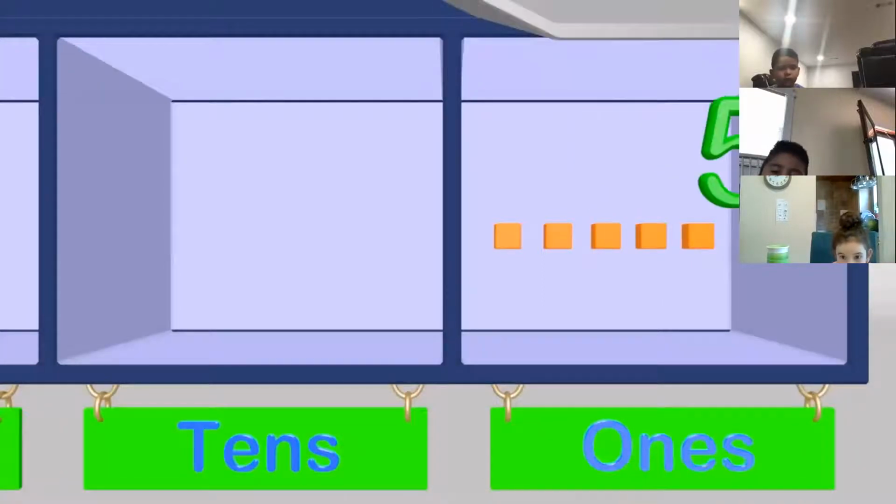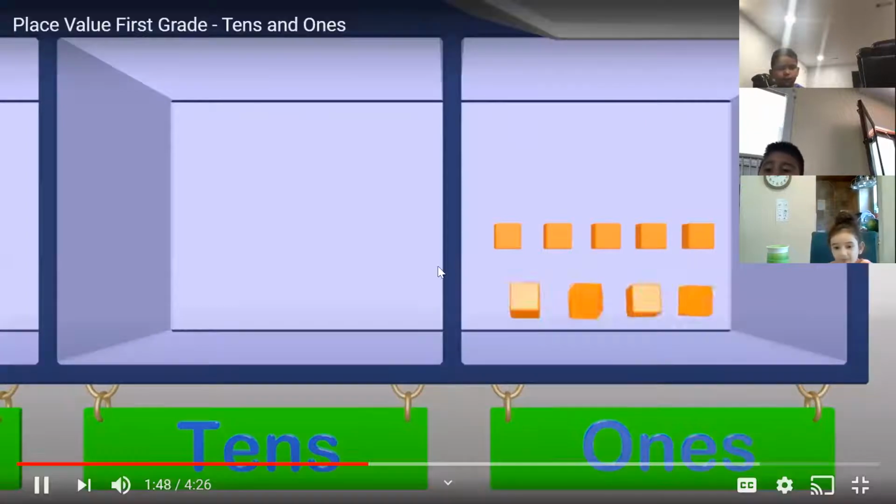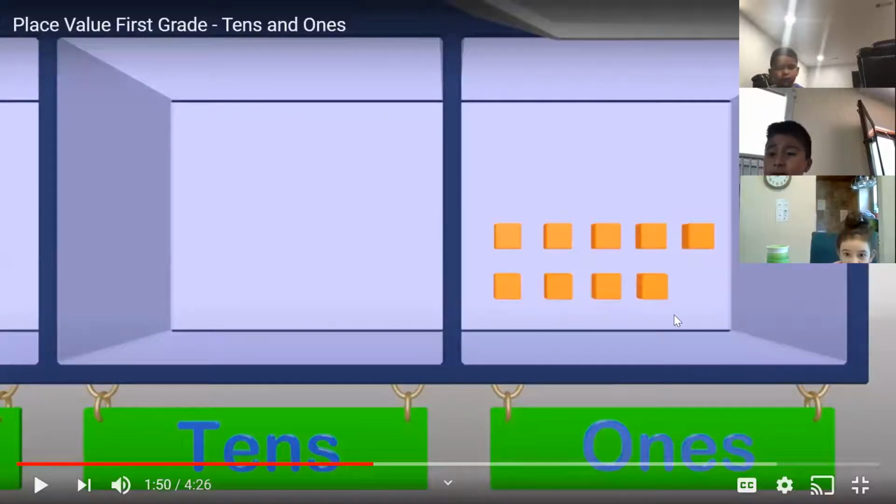Now let's add 4 more ones blocks. So we're adding 4 more. That means we're going to get a bigger number. How many do we have now? Whenever you see these cubes.